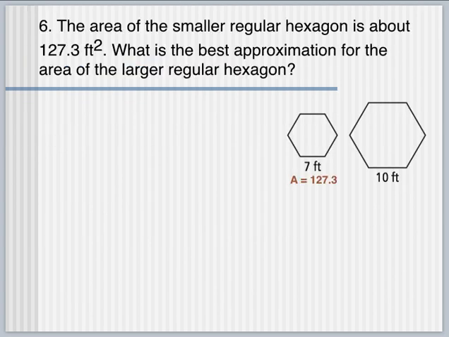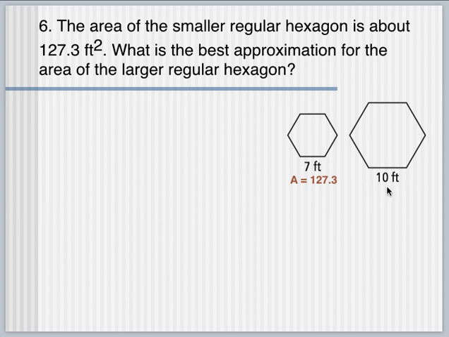Now let's take a look at number 6. The area of the smaller regular hexagon is about 127.3 square feet. What is the best approximation for the area of the larger regular hexagon? So whatever information I have in a word problem, I always like to add to my picture. So go ahead and add under the smaller regular hexagon that its area is 127.3. Make sure you write it under the smaller regular hexagon, not the larger one.